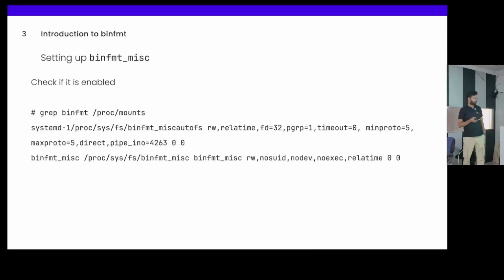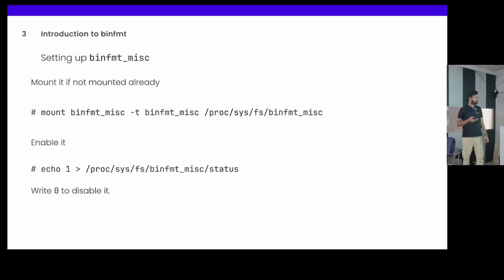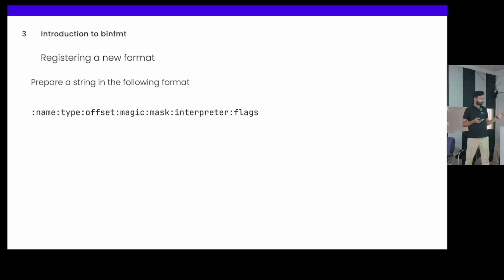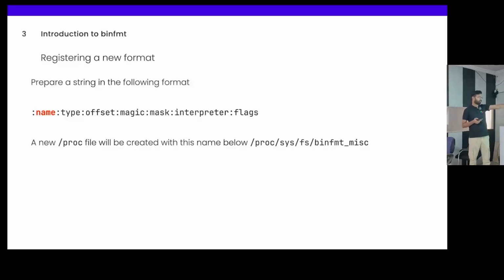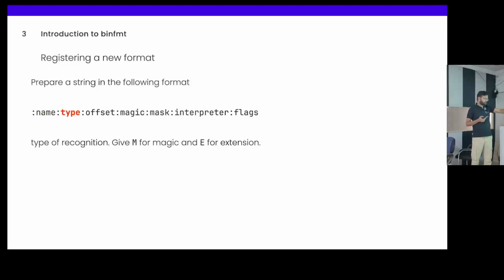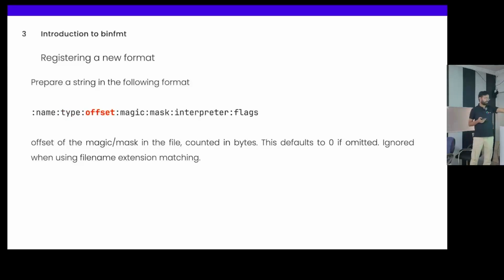So for binfmt, it is actually very easy. You need to first check if it is enabled. If not enabled, you can enable it, and then you have to write some string in this particular format. This is the name that you are going to give to your mapping. This is to denote whether you want to identify the file type based on its extension or some sort of magic byte sequence. Then this is the offset for the magic bytes.